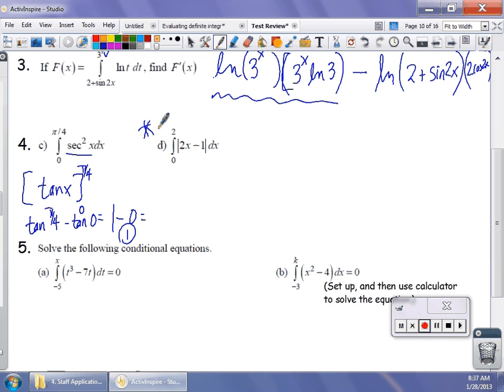D, the absolute value functions can be dangerous. The easiest way is to sketch the graph. The vertex of this absolute value function is going to be at 1/2, so there's 1 and there's a half.